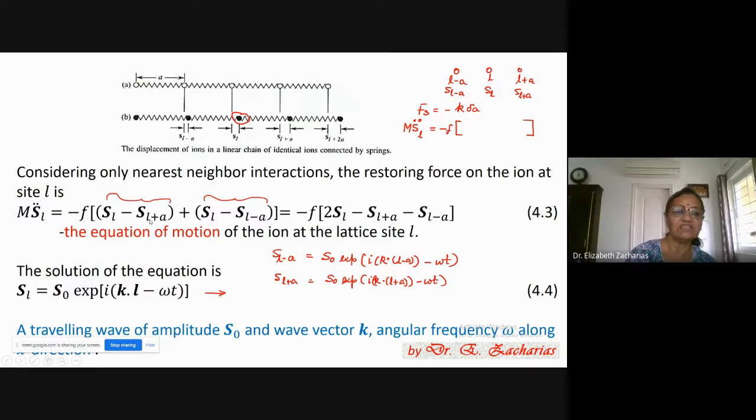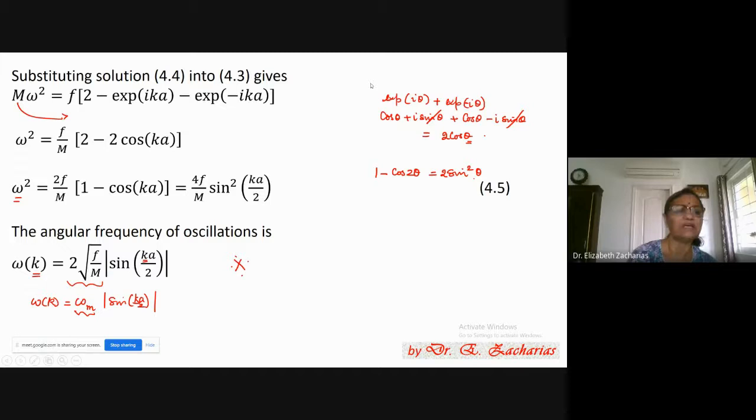And then we see that the solution of the equation is equation number 4.4, which will be an exponential: S is equal to S naught exponential i (K dot L minus omega t). Then next what we do is we substitute this 4.4 back into 4.3. When you do that and remove all the common terms on the left and right hand side of the equation, you end up getting an equation for omega square, where omega is the angular frequency of oscillation.